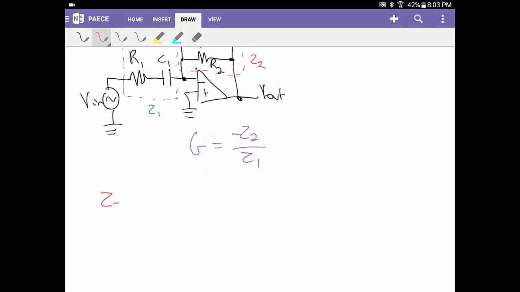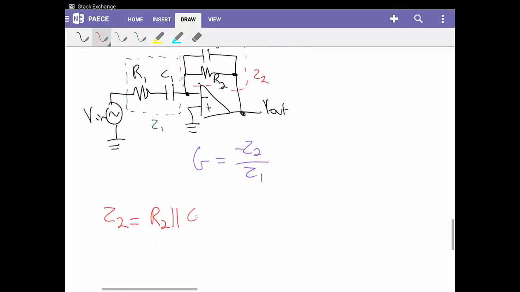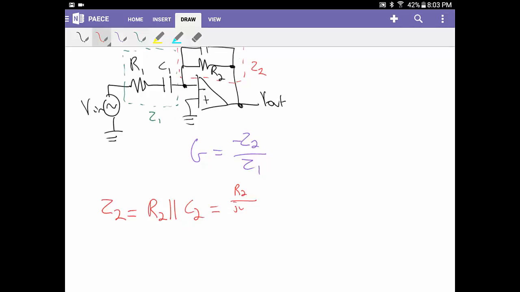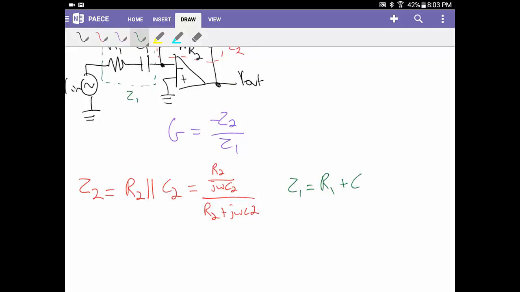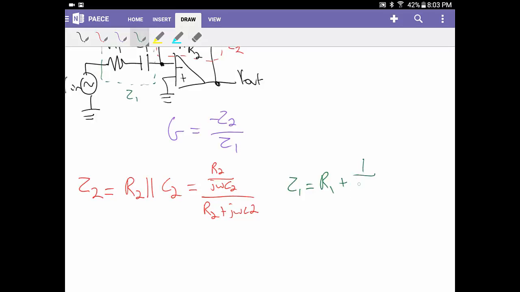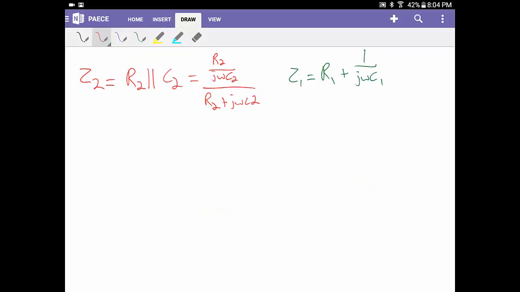So Z2 is going to be equal to R2 in parallel with C2, which we know from our previous calculations is going to be R2 times 1 over J omega C2, all over R2 plus 1 over J omega C2. Z1 is going to be equal to R1 plus 1 over J omega C1. So I'm going to simplify Z2 a little bit. I'm going to multiply the top and bottom by J omega C2. Now we end up with R2 over R2 J omega C2 plus 1.